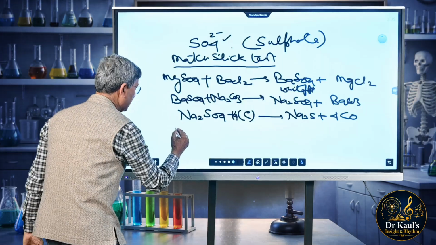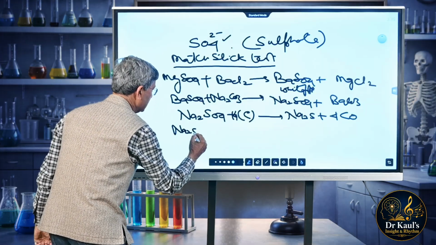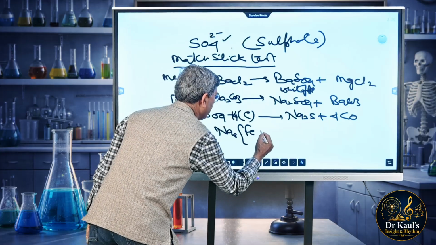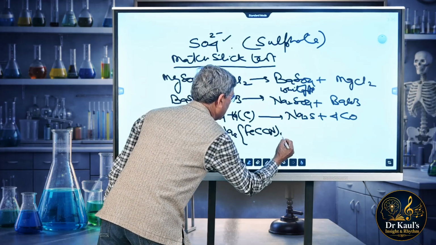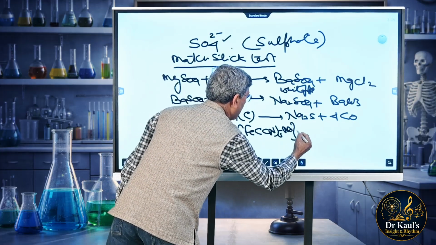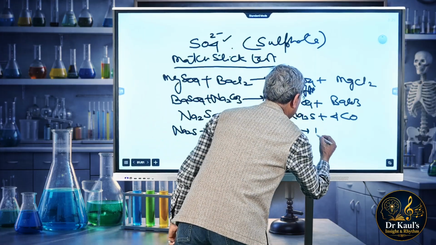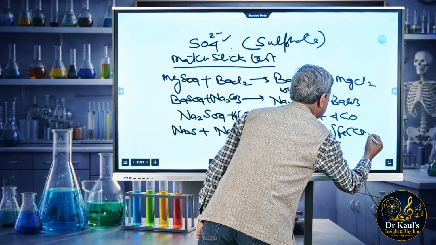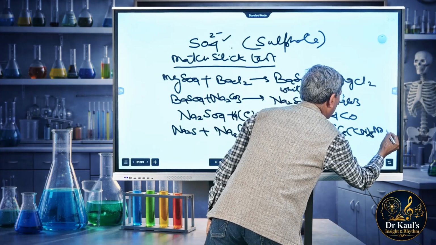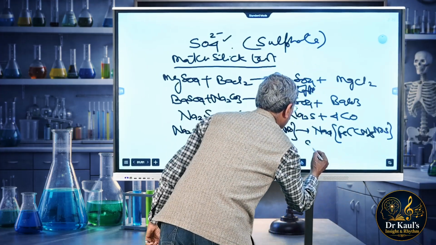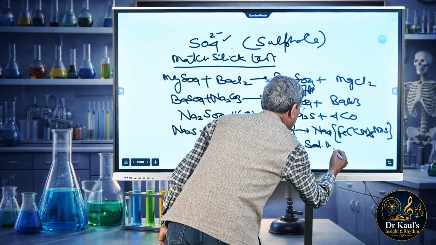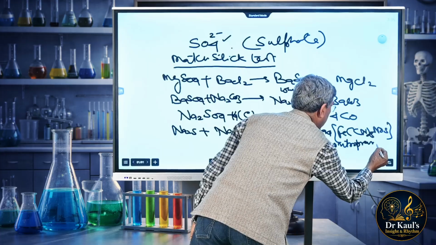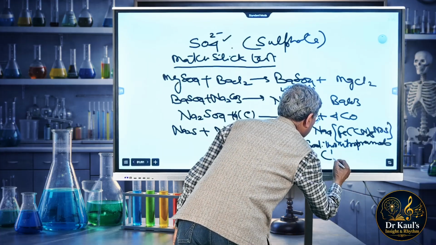Now this sodium sulfide thus formed is touched with sodium nitroprusside solution, which is Na2Fe(CN)5NO, and we get the formation of Na4Fe(CN)5NOS. This is sodium thionitroprusside, and this has got purple color.